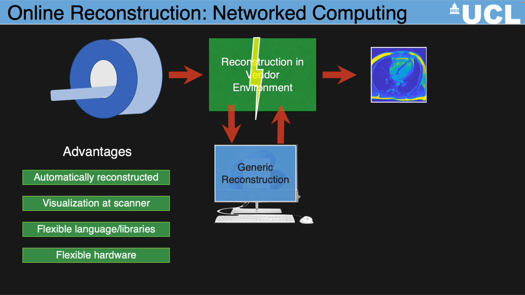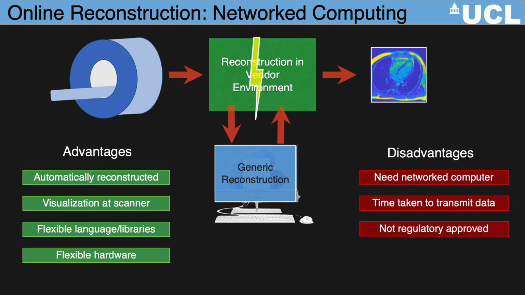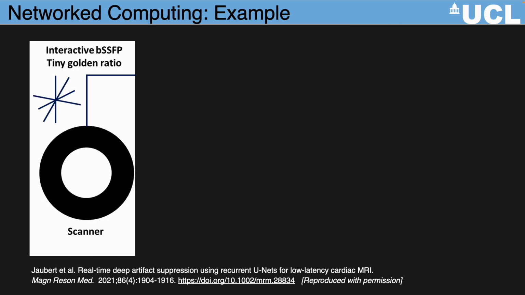The advantages of network computing for online reconstructions include that data is automatically reconstructed at the scanner, allowing the images to be visualized at the scanner. Unlike reconstructions performed directly in the vendor environment, networked computing allows more flexibility in the use of programming languages, libraries, and toolboxes which are available, as well as the hardware which can be used for reconstruction. The disadvantages of this approach, though, are that it is necessary to have an external computer networked to the scanner. There is a small additional overhead in terms of transmitting the data to and from the external computer, and the use of external computing and the reconstruction algorithms developed have not yet undergone regulatory approval.